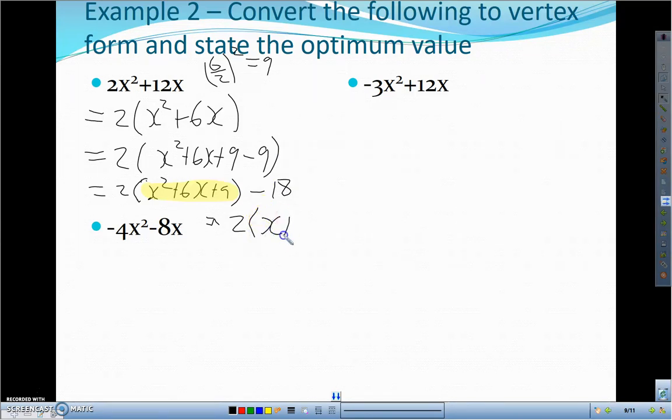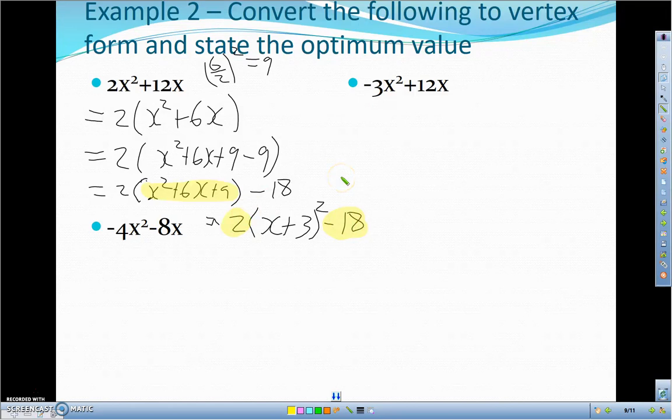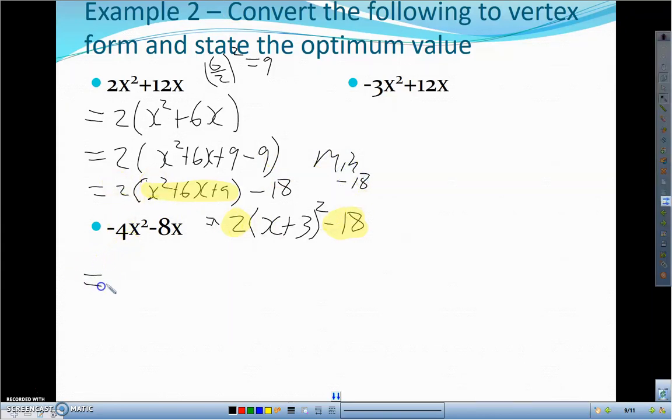Bracket x plus 3 squared minus 18. And this, again, this number out front is a positive number, so this here is going to be a minimum, minus 18.